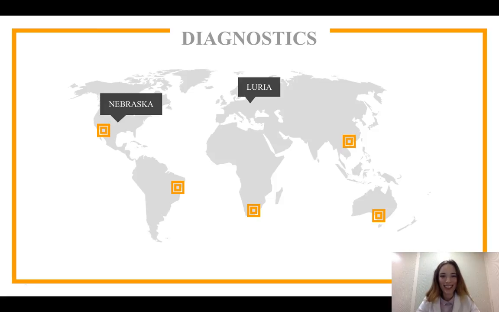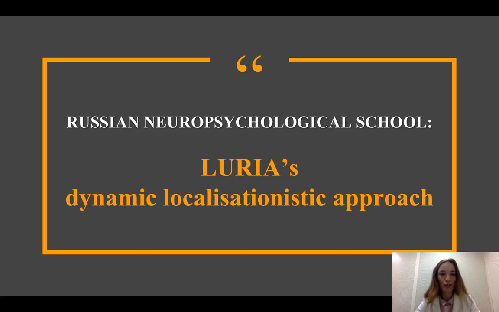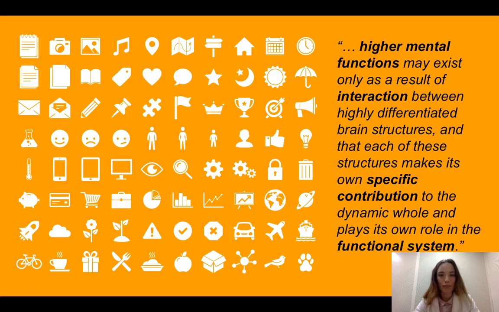The question is quite difficult, but many researchers try to answer that. And here you can see two examples. First is Luria, a Russian neuropsychologist who developed a very intense and very detailed cognitive battery for patients. And second is Nebraska, a state in America where they tried to adapt Luria's battery to the quantitative approach. So from the Russian neuropsychological school, Alexander Luria developed an approach of dynamic localization system of the brain.